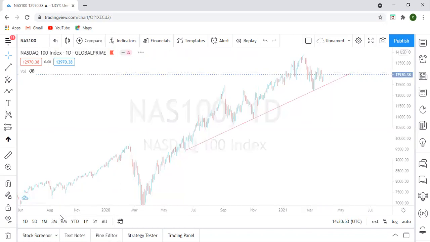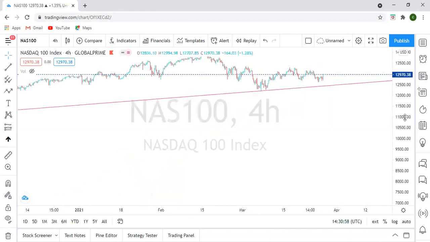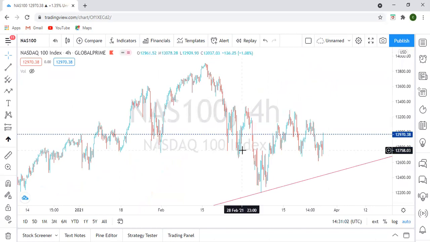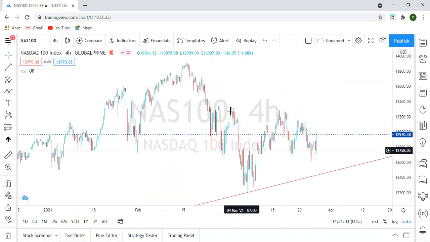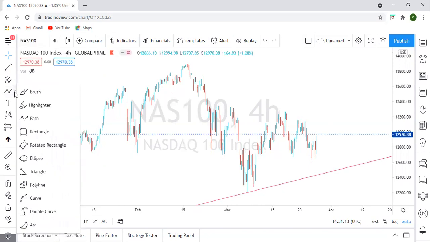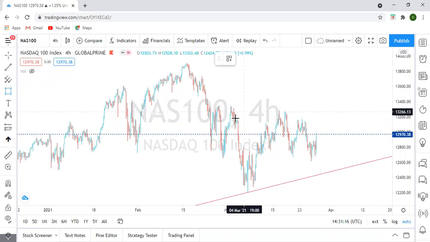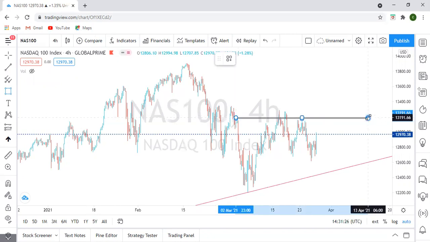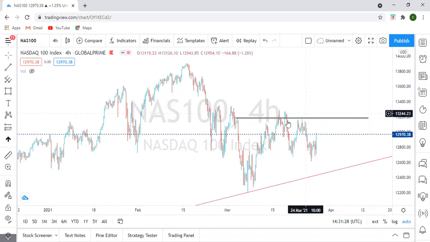On the H4 time frame, this is what we see. The market has been resisting on this zone. Let's mark off where we are resisting. Let's take our resistance and put it here. So this is where the market is resisting on H4. The market has been failing to break this level.